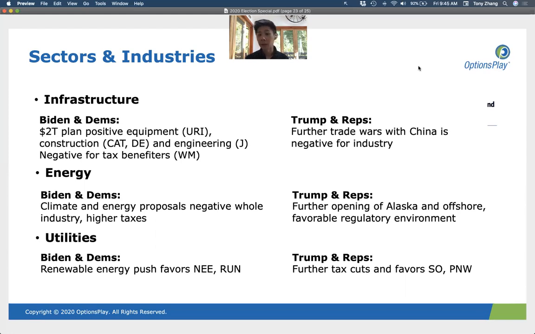And it's likely going to happen a little faster under a Biden and Democratic government rather than a Trump and Republican government, which is for further opening up Alaska and some offshore drilling. It's going to provide a favorable regulatory environment for energy. However, I think that's only going to potentially slow the bleeding, if you will, a little bit, but it's certainly not going to reverse anything from a longer term perspective.